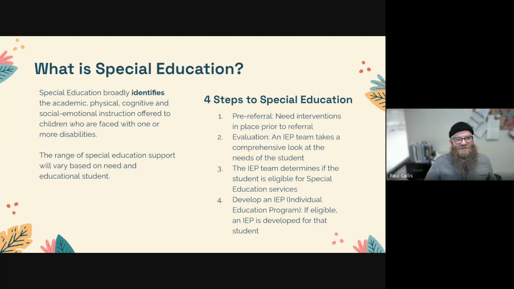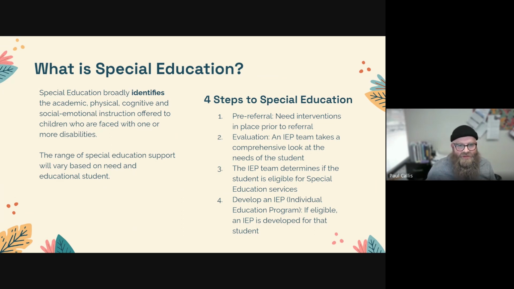So special education broadly identifies academic, physical, cognitive, and social emotional instruction offered to children who are faced with one or more disabilities. The range of special education support will vary based on need and educational levels. There are 4 steps to qualifying for special education, and generally there's a pre-referral.